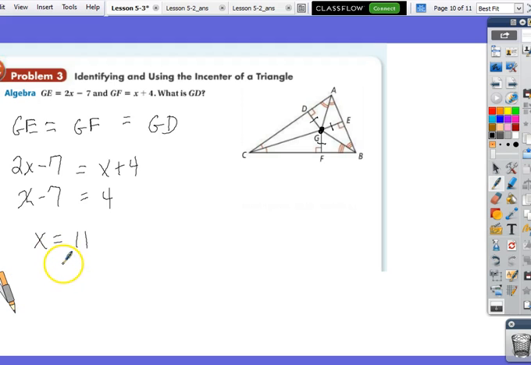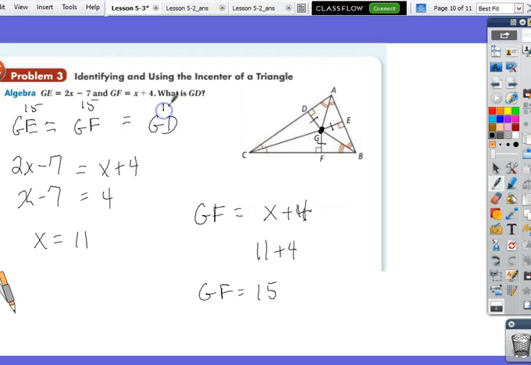And now that I know that x is equal to 11, I can find any one of these. So if I wanted to find GF, GF would equal x plus 11, or I'm sorry, x plus 4. And we know x is 11, and we know 11 plus 4 is 15. So GF is equal to 15. So if I know GF is equal to 15, don't I also know that GE is equal to 15? And don't I also know that GD is equal to 15? And that was my solution. What's the value of GD? GD is equal to 15.